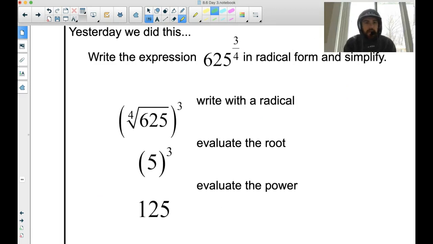Yesterday we did this problem here where we wrote the expression. I don't think we did exactly this problem, but 625 to the 3/4 power. We talked about what it means to have a fraction power, and the big thing, again, is the denominator is going to be the index of the root. So if you have something to a power that's a fraction, the denominator is whatever root that is. So I start with that first. In this case, 625 is a perfect fourth root. That's 5. And then 5 to the third power is 125. Okay, so being able to understand what something to a fractional power is.